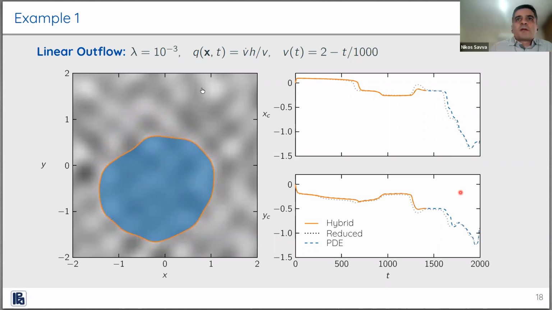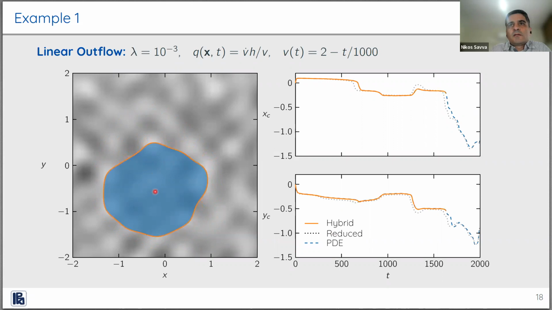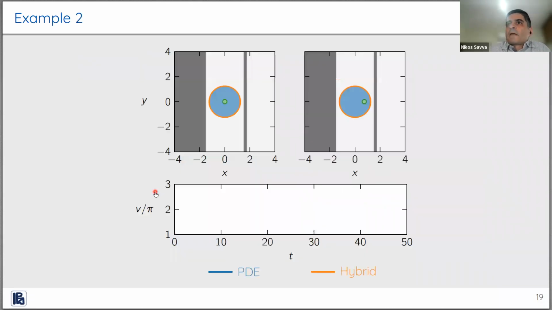Okay, so over here I'm actually showing both the solution to the PDE and the hybrid model, and both of them are indistinguishable from one another. So the next example shows the importance of the injection point.